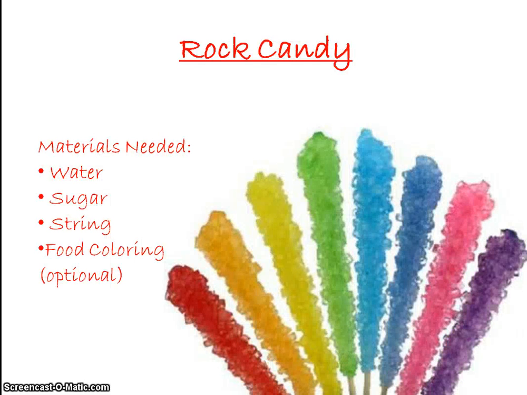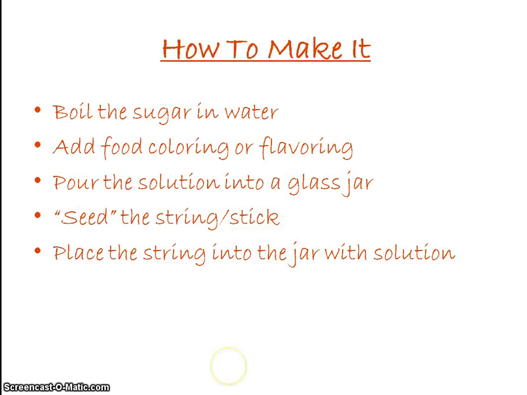The next type of crystal we attempted to make was rock candy, also known as sugar crystals. The materials needed in order to make this are water, sugar, string, and food coloring, which is optional. To make rock candy, what you want to do is take 2 cups of sugar and boil it in 1 cup of water. After the sugar dissolves in the water, you can add food coloring or flavoring to the solution.